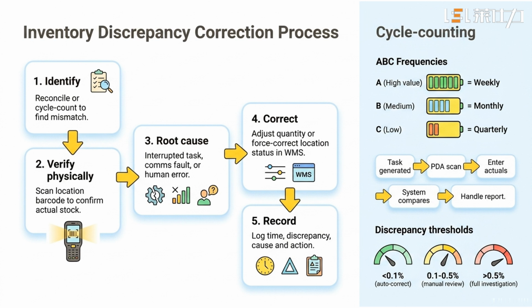On the right is cycle counting. Frequency by ABC class. How is the frequency set? A class high turnover items weekly. B class monthly. C class quarterly. The count process runs from system-generated tasks through PDA scanning to handling the discrepancy report. Small discrepancies auto-correct. Large ones need manual review. Master this process to resolve inventory discrepancies quickly.